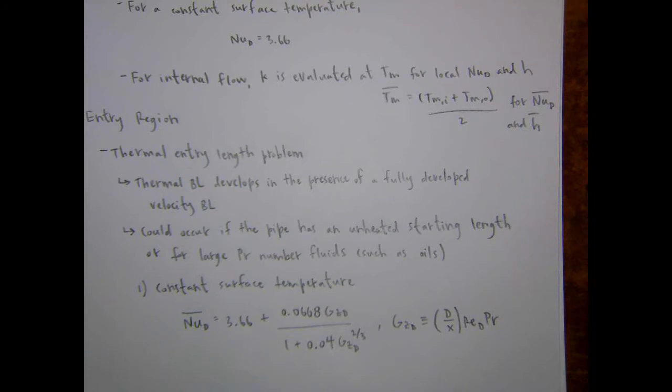So again, that's laminar flow in a circular tube, talking about the entry region where the velocity boundary layer is fully developed, but the thermal boundary layer is still developing. And you have a constant surface temperature boundary condition. So lots of restrictions on this equation.